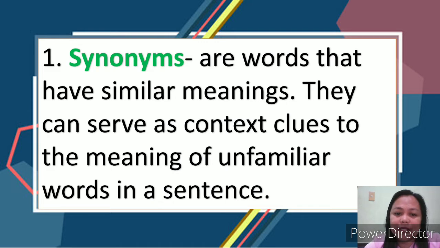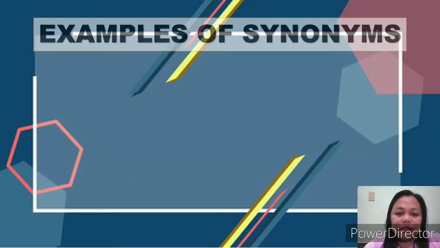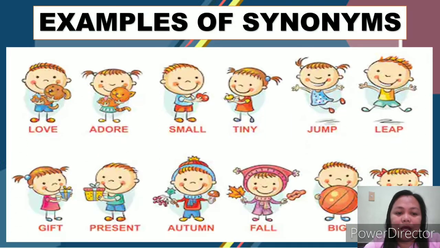Number one, synonyms. Synonyms are words that have similar meanings. Magkasing kahulugan in Tagalog. They can serve as context clues to the meaning of unfamiliar words in a sentence. Examples of synonyms: love, adore. They are just the same meaning. Small, tiny. Jump and lift. Gift, present, autumn, fall, big, and huge. Those are examples of synonyms.